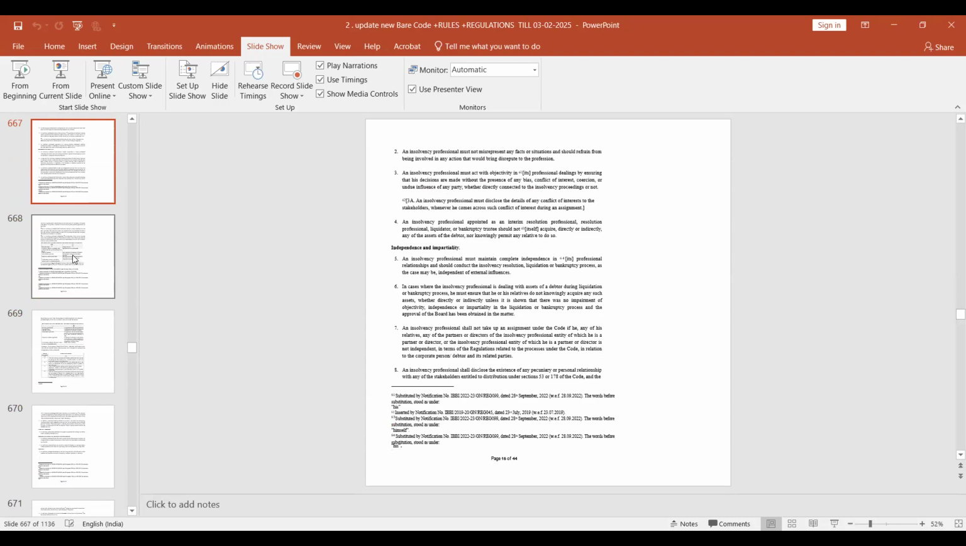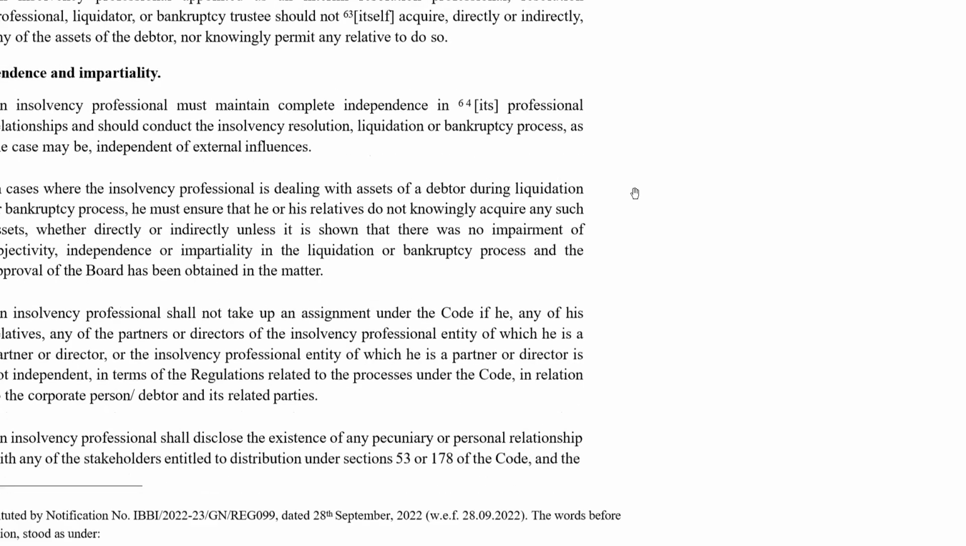Let us read this point once. आज ये वाला पॉइंट इंपॉर्टेंट है. So let us read this point. You should be independent and impartial. Point number 8, please read it once.